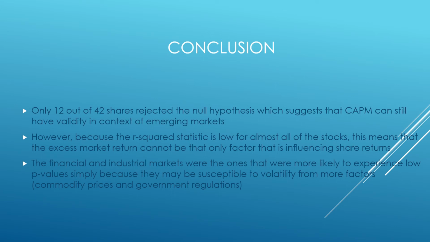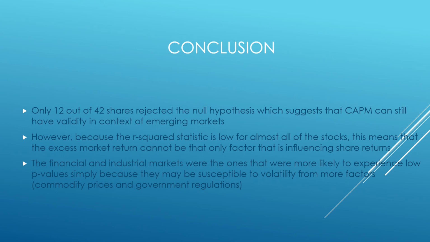And the final conclusion is that only 12 out of 42 shares rejected the null hypothesis, which suggested that CAPM can still have validity in the context of emerging markets. However, because the R-squared statistic was low for almost all the stocks, this means that the excess market return cannot be the only factor that's influencing share returns. So there could be other factors at play because, like I said before, the capital asset pricing model is just a one-factor model.